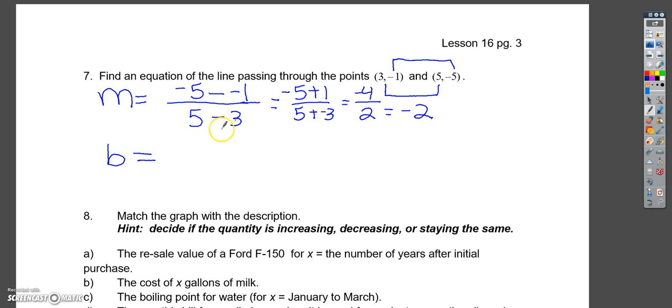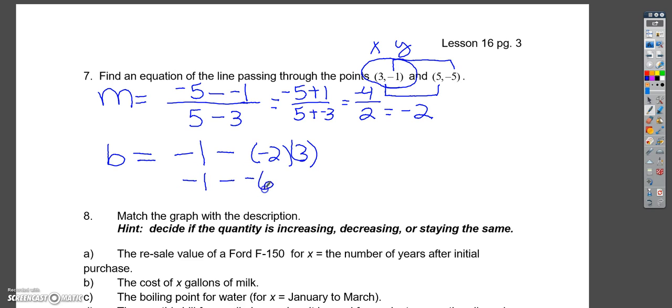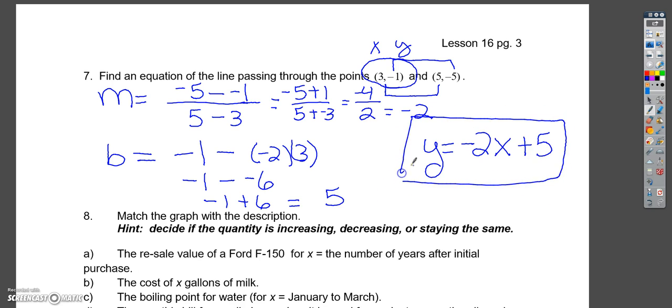Now we have to find b. I'm going to use this point. X, y. So y minus m times x. So negative 1 minus negative 6, which is negative 1 plus positive 6, which is 5. So y equals m, which is negative 2, x plus b, which is positive 5. So this is the equation. I'm going to stop this video and proceed with another.